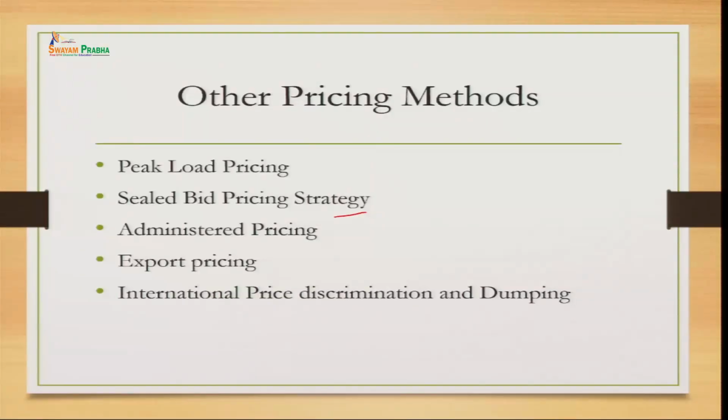Then we have administered pricing also. Administered prices are set by the government. The government takes charge of certain prices, and irrespective of the cost, they decide the prices of certain commodities like sugarcane, coal in the industry, and petrol. So these are the prices which are administered by the government, and they decide what the prices of those commodities should be, as these are public utility products.